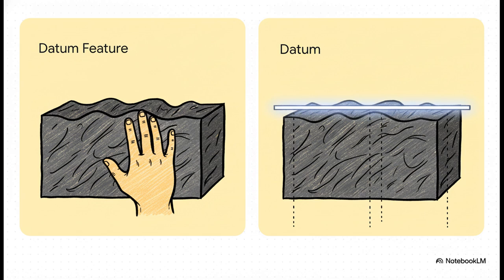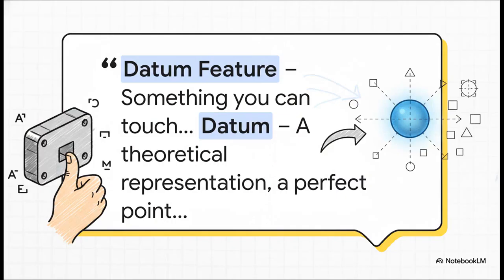But to measure anything on it accurately, you'd probably lay a perfectly flat piece of glass on top of it. That glass represents the datum. It's the ideal, perfect plane that we measure everything from. We always measure from the ideal, not from the imperfect reality. And this just nails the concept. As GD&T expert Matt Durr puts it, one is something you can touch, the physical reality. The other is a theoretical representation, that perfect ideal we use for all our calculations and inspections.